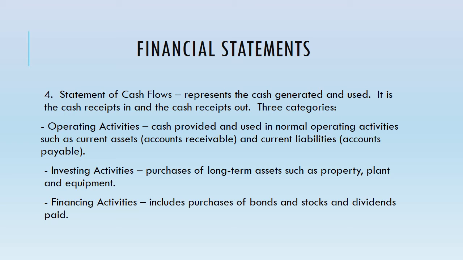So statement of cash flows represents the cash generated and used. It is the cash receipts in and the cash receipts out. There's 3 categories. It's operating activities, cash provided and used in normal operating activities such as current assets, accounts receivable, and current liabilities, accounts payable. Those are just examples. That's not limited to just that. So investing activities is purchases of long-term assets such as property, plant, and equipment. And financing activities includes purchases of bonds and stocks and dividends paid.